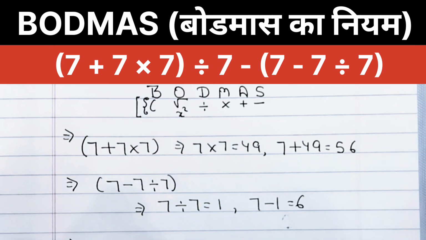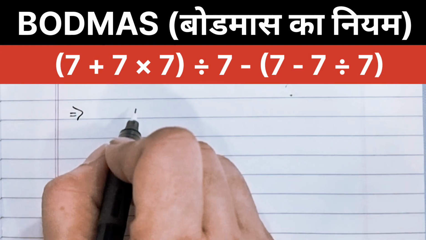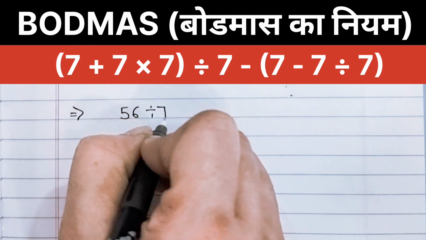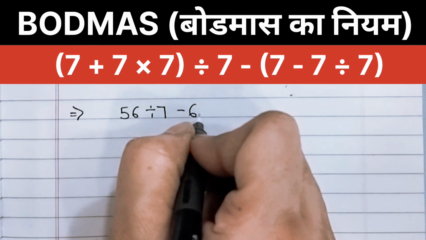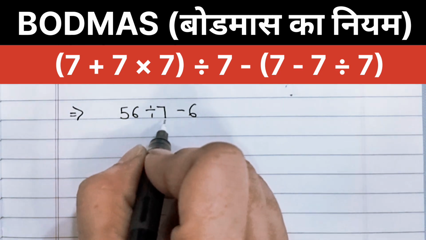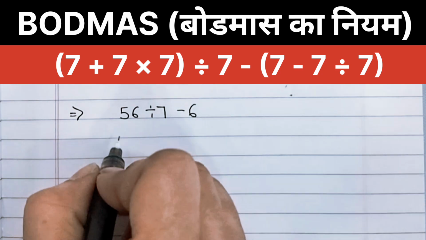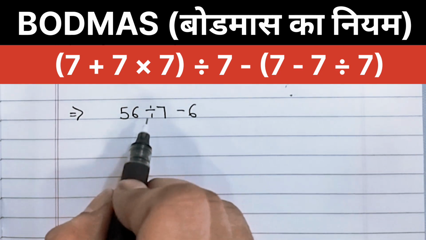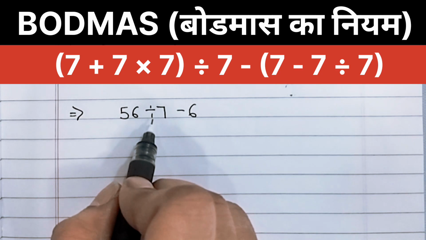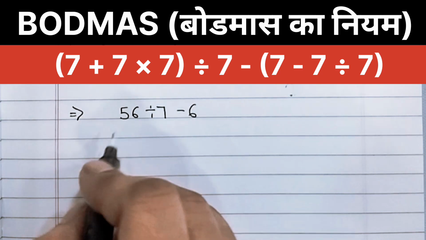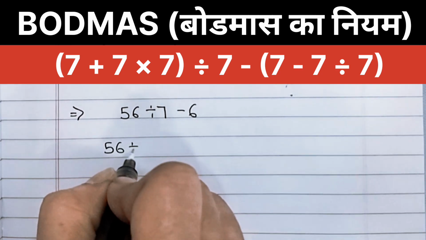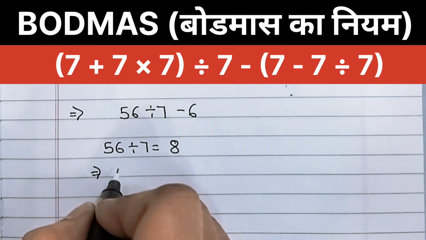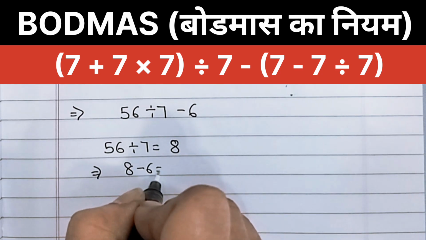Now step 3, substitute the values back into the expression. So now the expression becomes 56 divided by 7 and then minus 6. Now perform division before subtraction. So first we calculate 56 divided by 7. Outside of the brackets, division holds higher precedence than subtraction. So first we divide the values. 56 divided by 7 gives us 8. And after that we subtract the values. So 8 minus 6 equals 2.